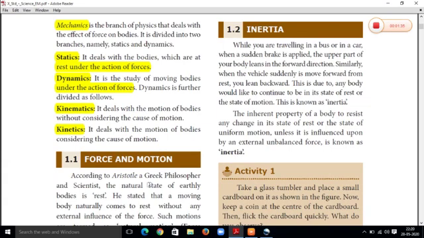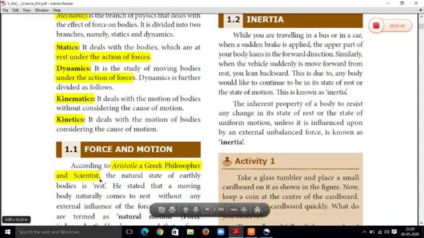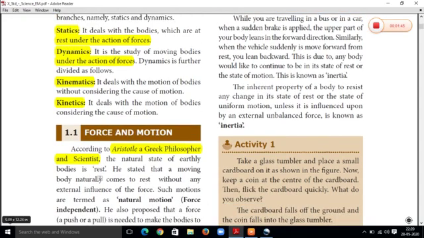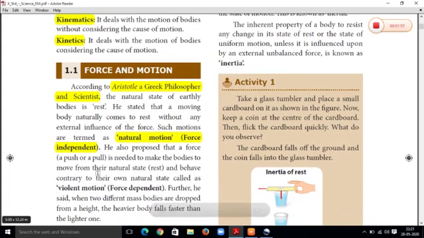Aristotle, a Greek philosopher and scientist, stated that a moving body naturally comes to rest without any external influence of force. In this case, without any force, an object comes to rest. That is, naturally it comes to rest. Here, force is independent, so it is called natural motion.